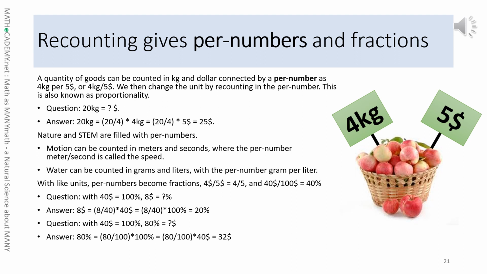Question, with $40 as 100%, $8 is how many percent? Answer, $8 is 8 over 40, times $40, that is 8 over 40, times 100%, that is 20%. Question, with $40 as 100%, 80% is how many dollar? Answer, 80% is 80 over 100, times 100%, that is 80 over 100, times $40, that equals $32.